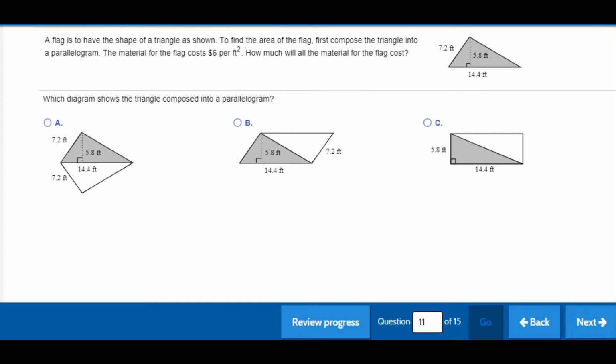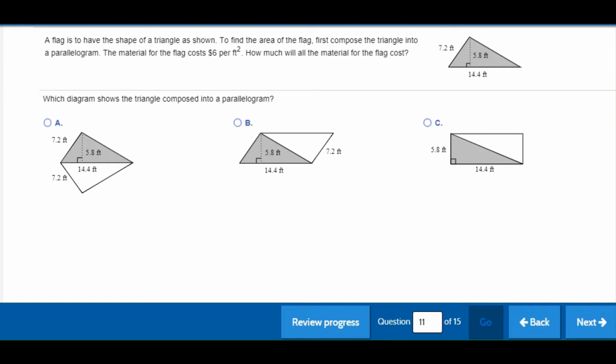All right, so a flag is to have the shape of a triangle as shown. To find the area of the flag, first compose the triangle into a parallelogram. The material for the flag costs $6 per feet squared. So every square foot you're going to pay $6. How much will all the material cost for the flag?